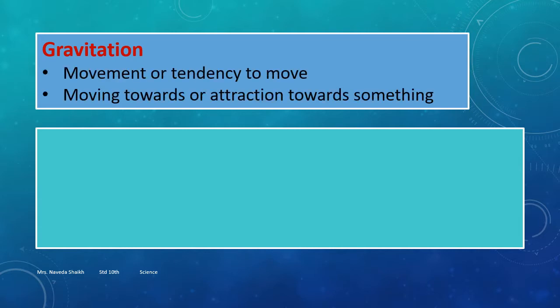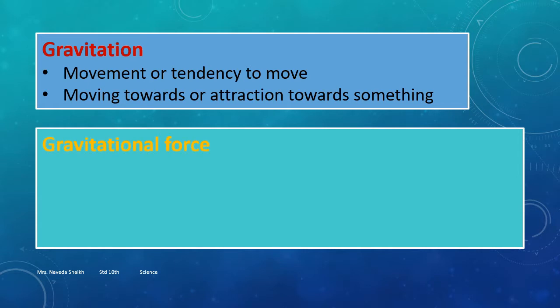So the very first thing: what is the meaning of this word gravitation? First, we learn the meaning of gravitation. Gravitation means movement or tendency to move towards something. So moving towards or attraction towards something is called gravitation. Anything that attracts itself towards another object could be because of a force. Very simple words: moving towards something or attracting towards something, that is gravitation.